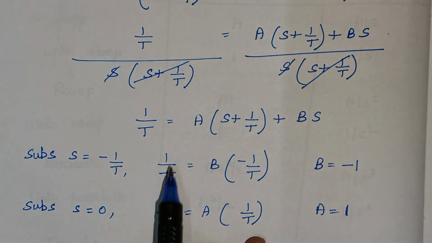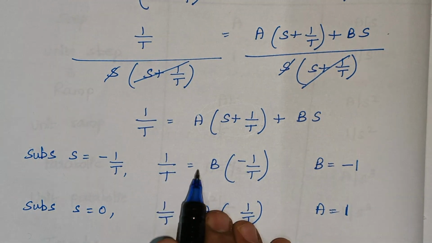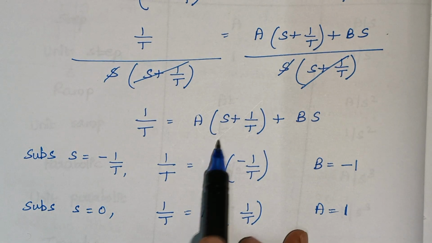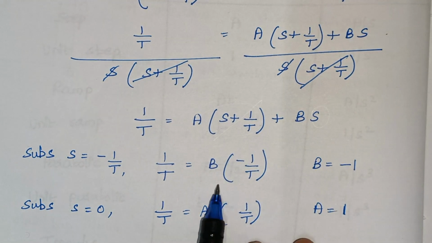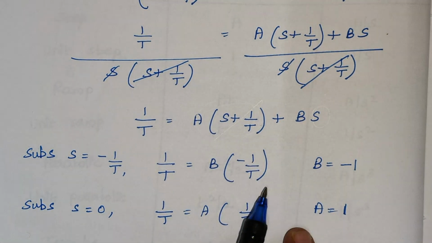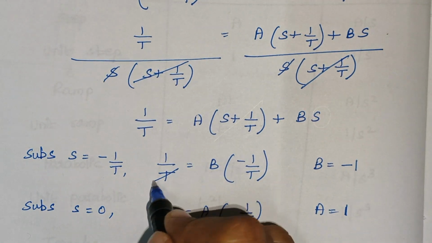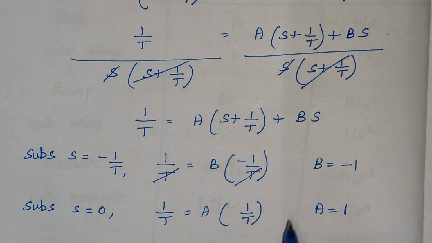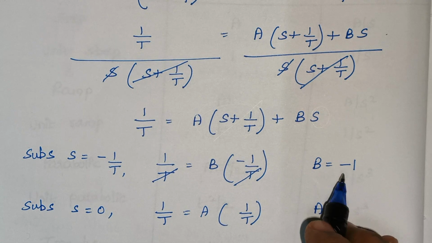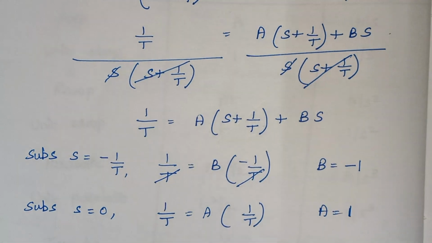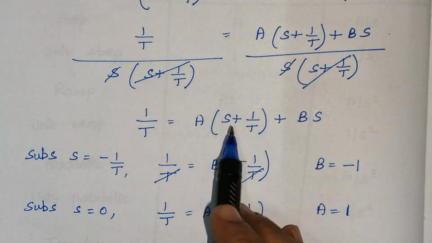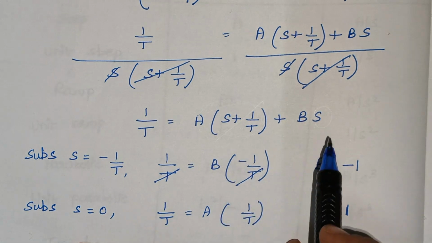So the remaining term will be 1 by t here. And this term reduces to 0. And here, in the place of s, I am having minus 1 by t. Right. So here again, these two terms will cancel each other, and finally the value of b will be equal to minus 1.